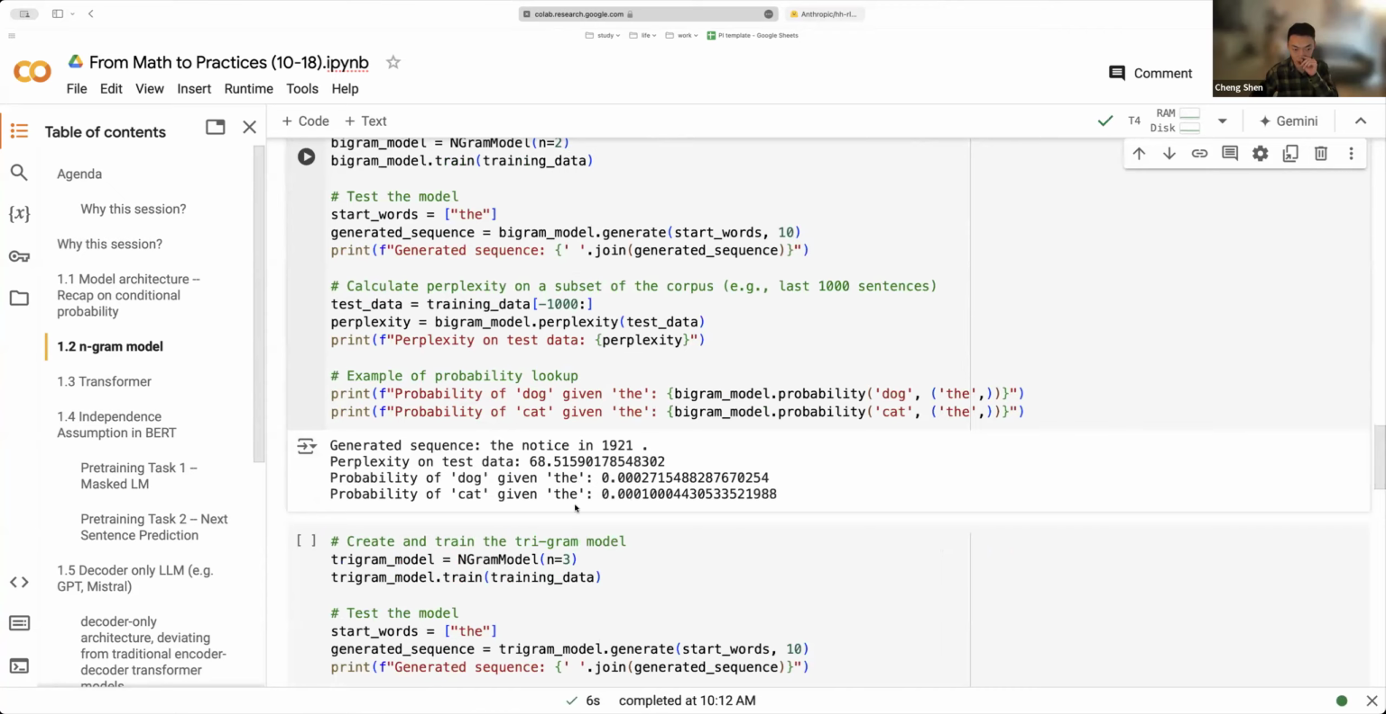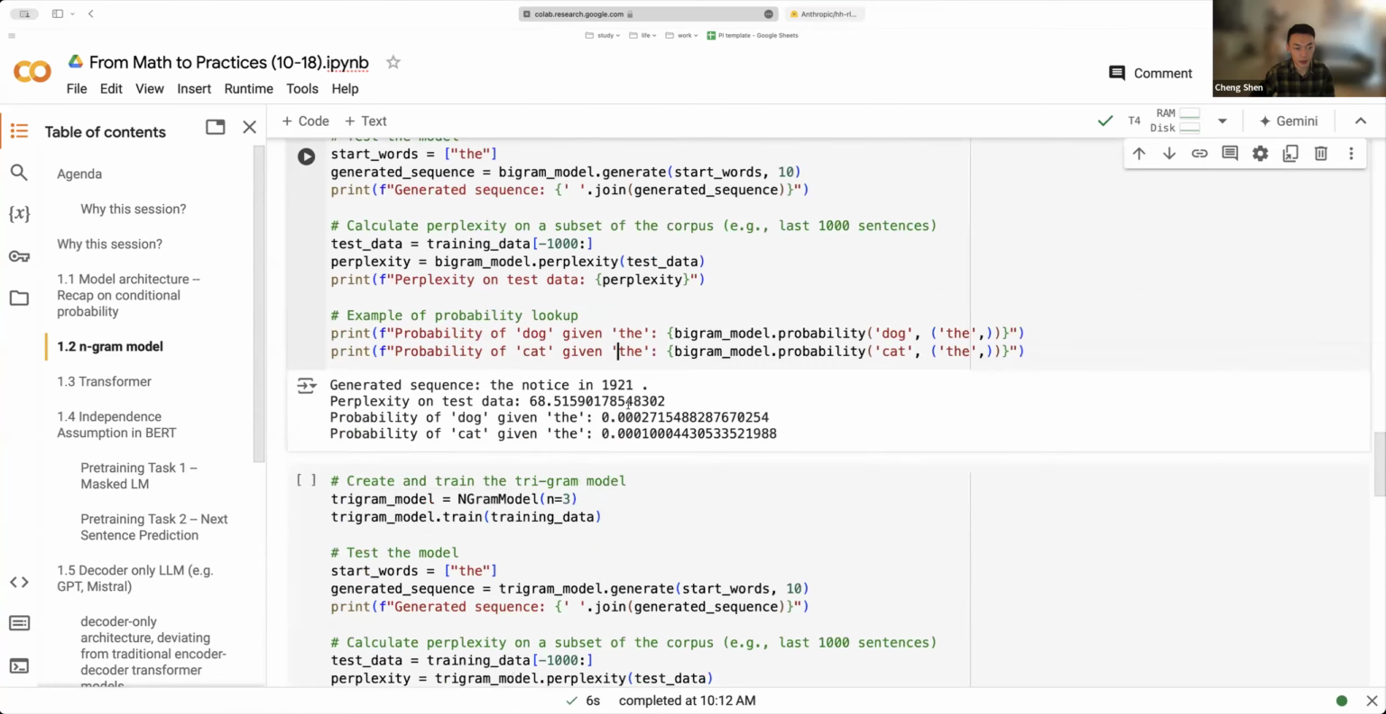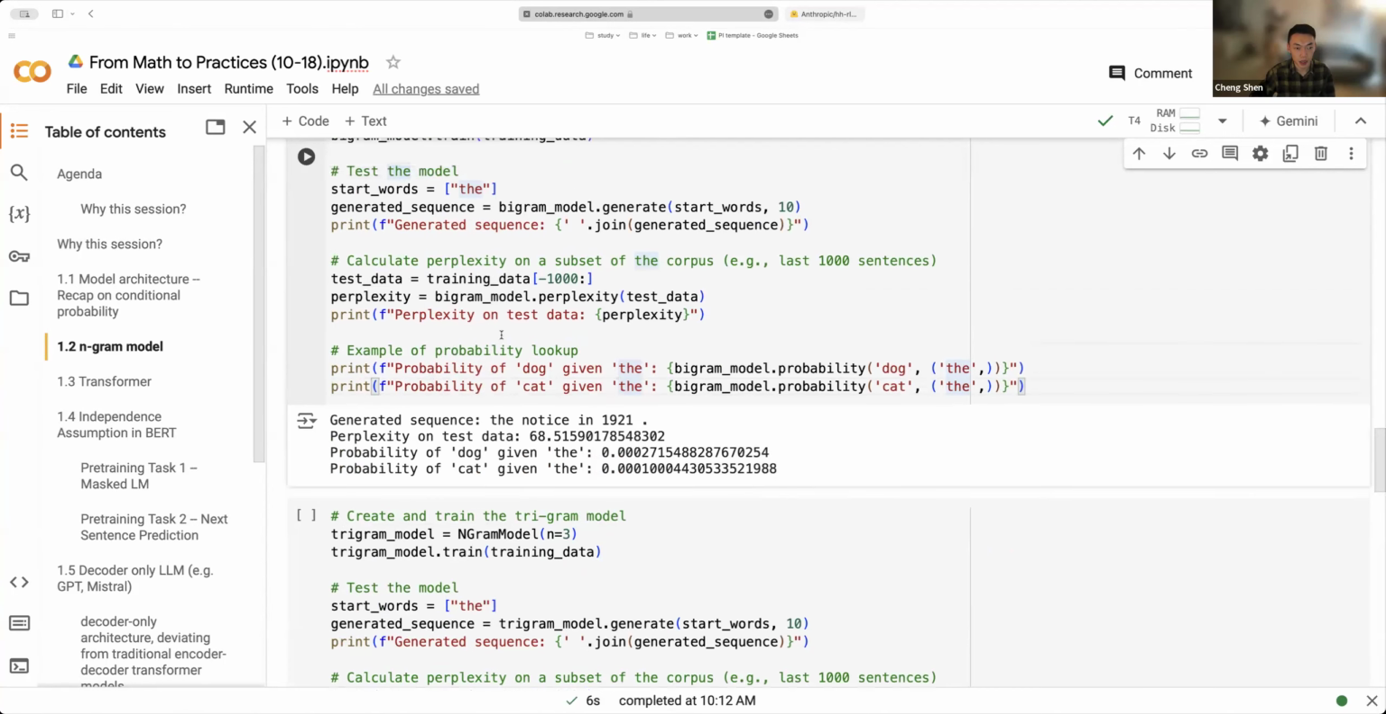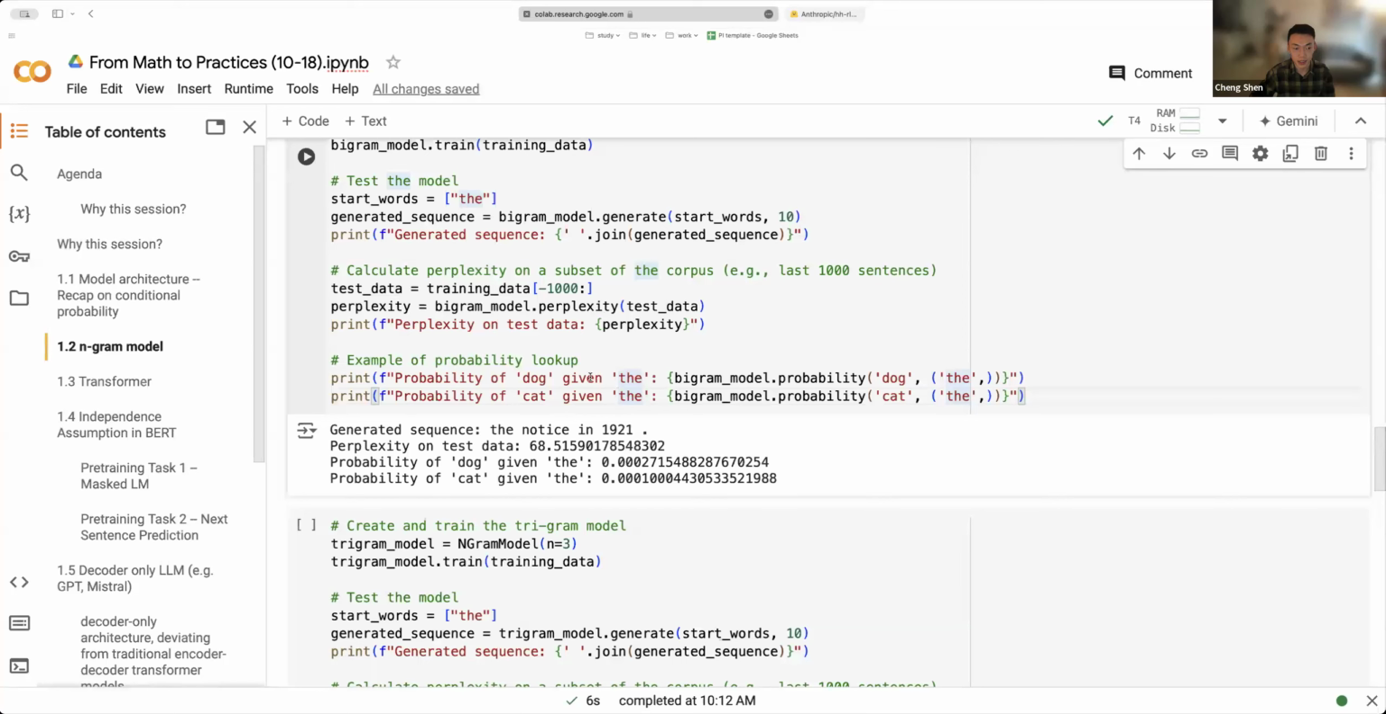Okay, we can also just take a look at the example here. After training the model, I ask it to evaluate the probability of dog given the word the. So how likely is it that the pair "the dog" would occur, and how likely is it if "the cat" would appear. And it seems the dog has slightly higher probability than the cat.